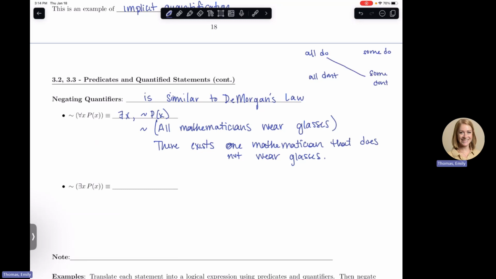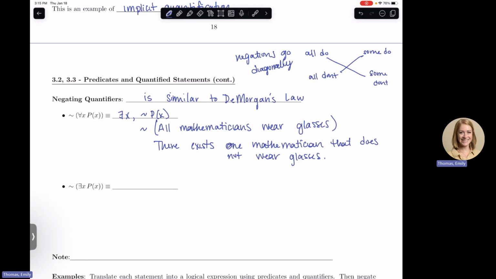So negations go diagonally. Negating that all mathematicians wear glasses would be that some mathematicians don't wear glasses. Yeah? That makes sense? No mathematicians wear glasses would be that some do wear glasses. The negation.